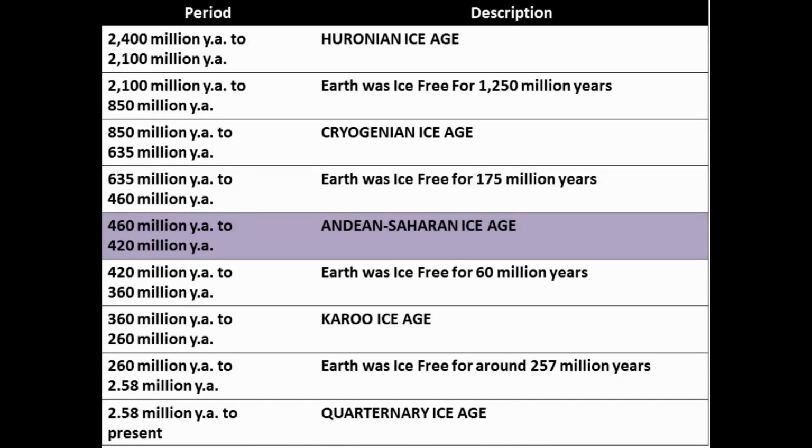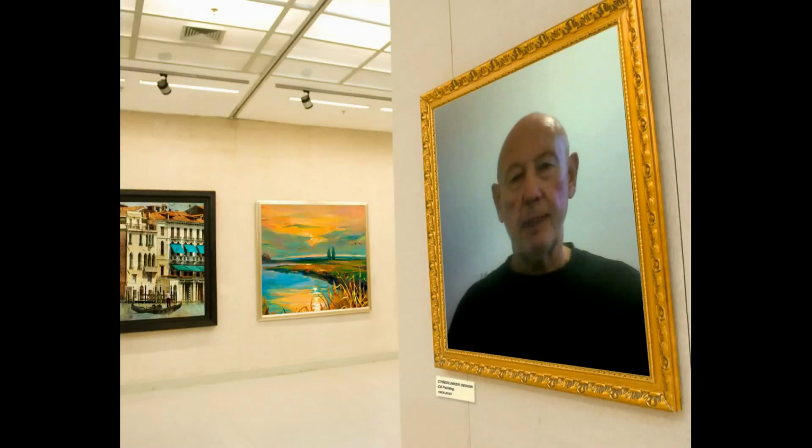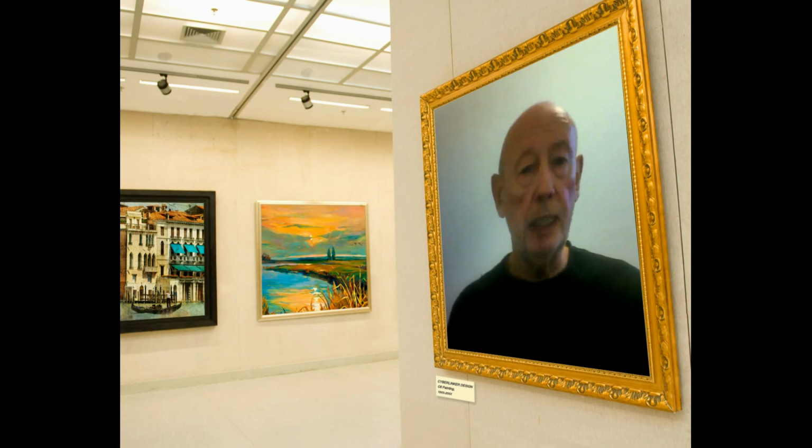At the end of the 175 million years of warmth and evolutionary growth, the next ice age began. This was 460 million years ago, and it ended 420 million years ago. It is referred to as the Andean-Saharan Ice Age. During this 40 million year period, life and evolution was severely disrupted by a mass extinction of species. This event occurred about 439 million years ago.